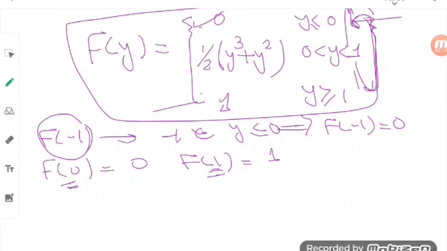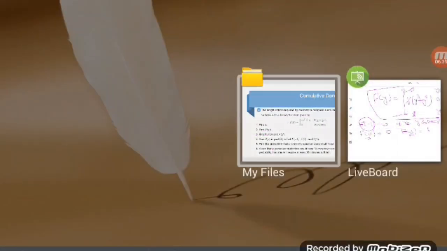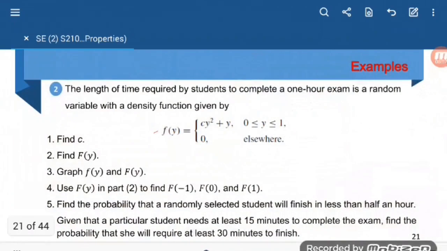Capital F of 0 is defined in this inequality here, in this direction. So capital F of 0 equals 0 as well. Capital F of 1 is here because y equal to 1 is included in this interval, so capital F of 1 equals 1. So all we need now is to answer number 5.